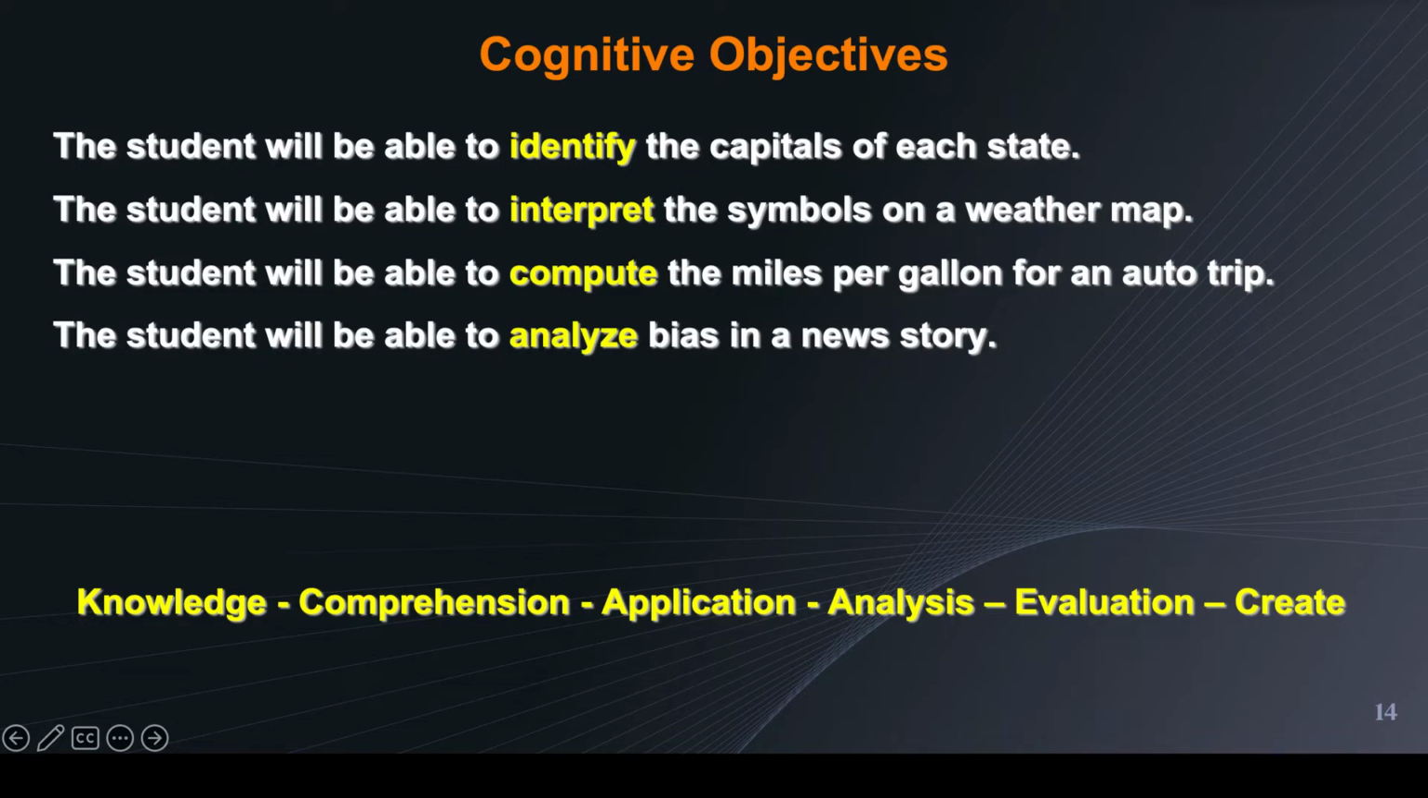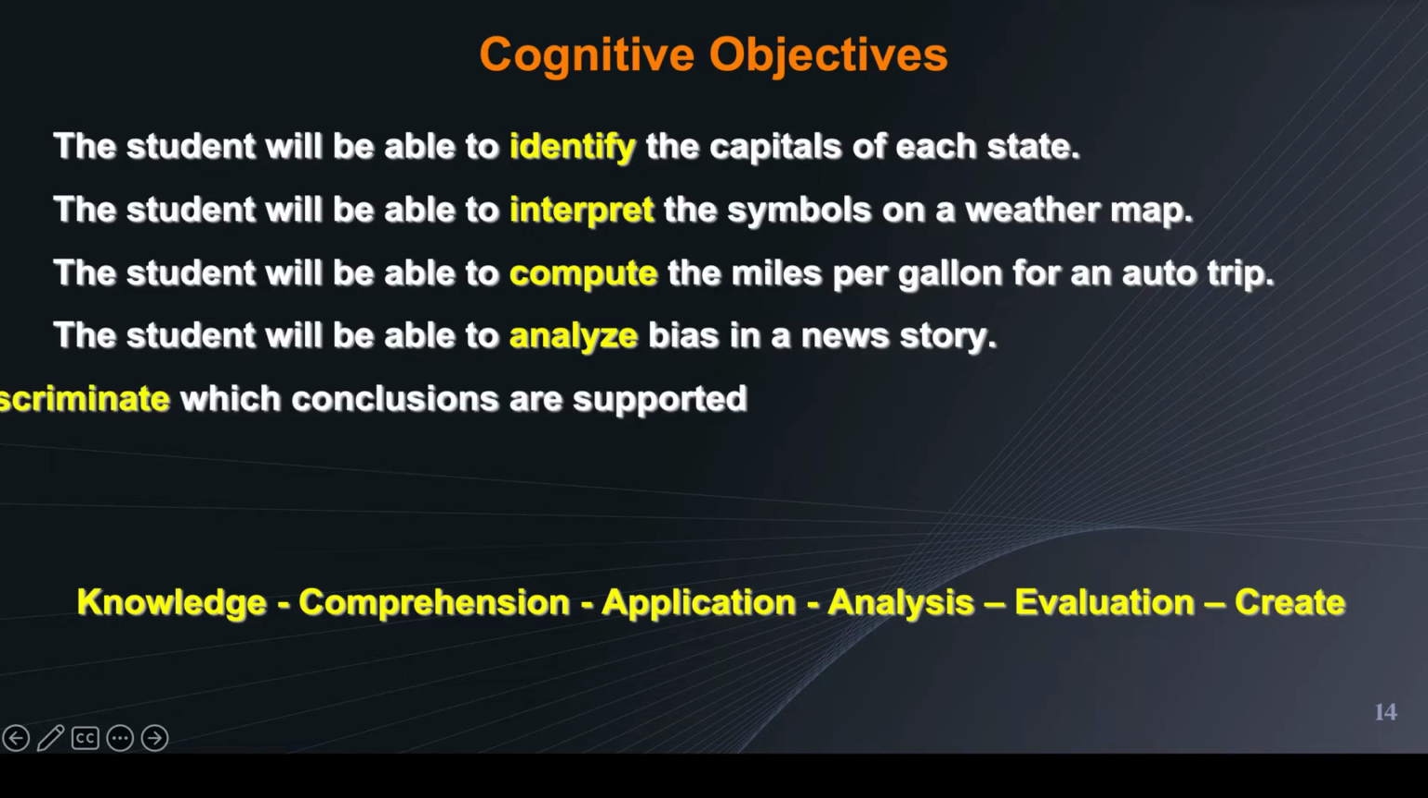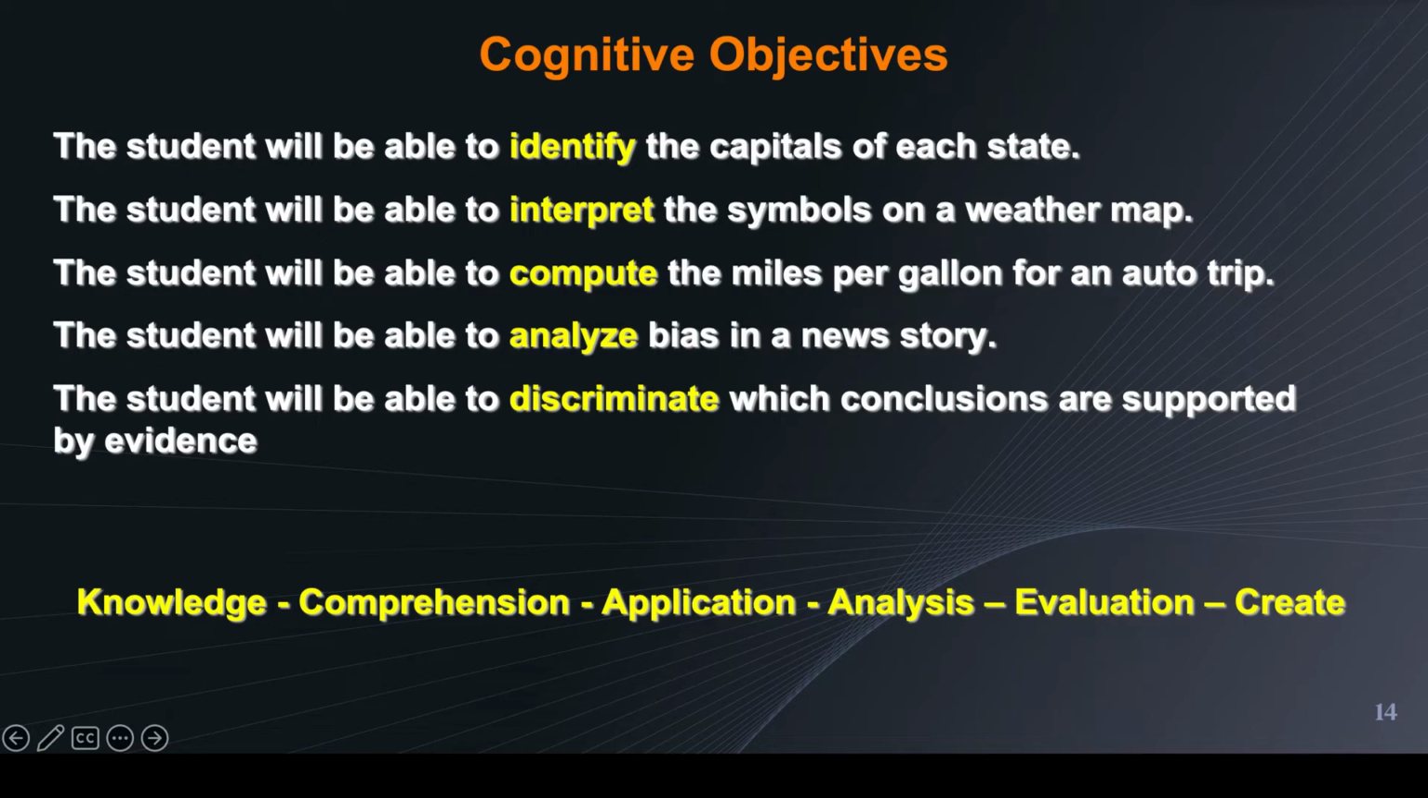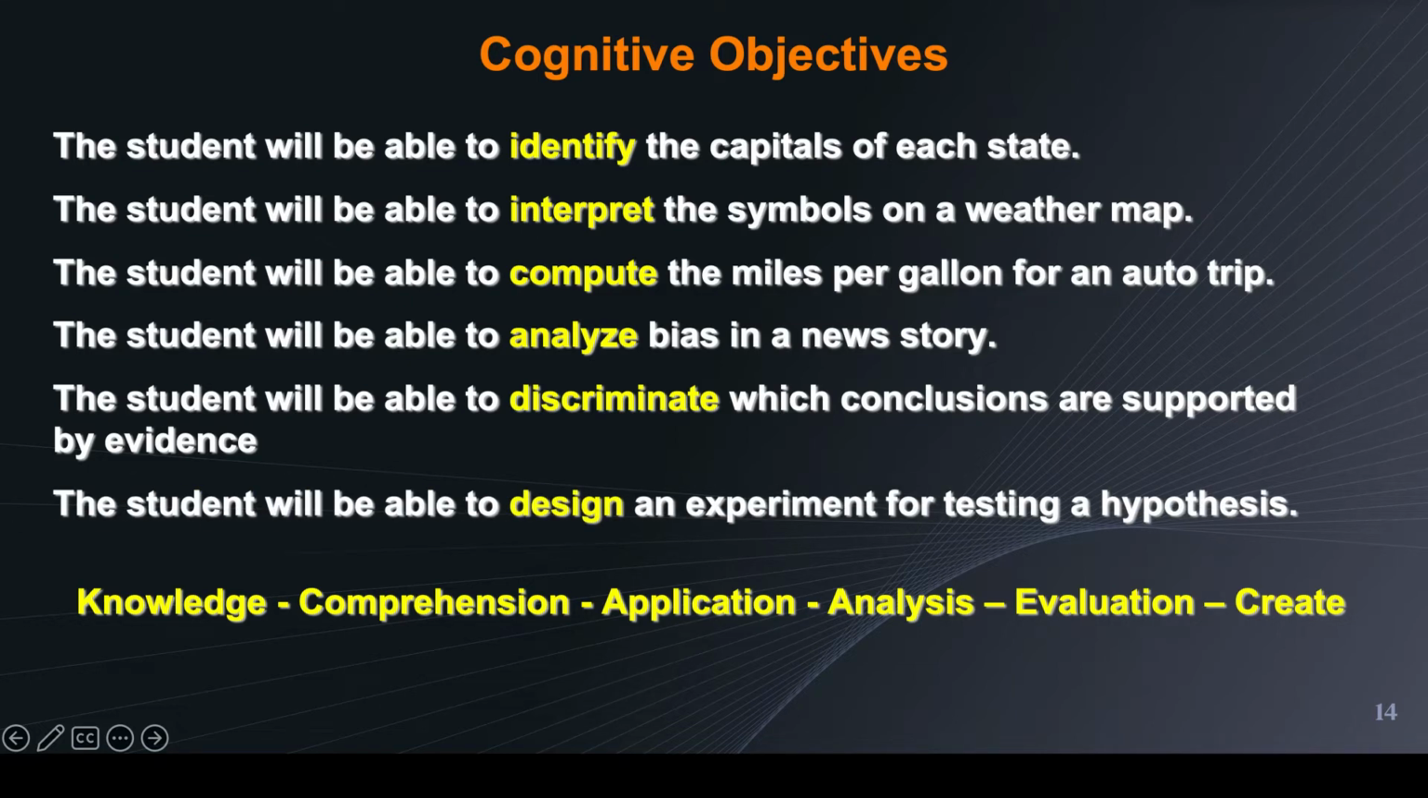At the next level, they'll be able to analyze something, to break it down. In this case, the student will be able to analyze the bias in a news story. And then the second to last level, they're going to be able to discriminate, compare and contrast things, and lastly, to design or create something at the end. To be able to do the design, the other 5 things usually need to be met too.